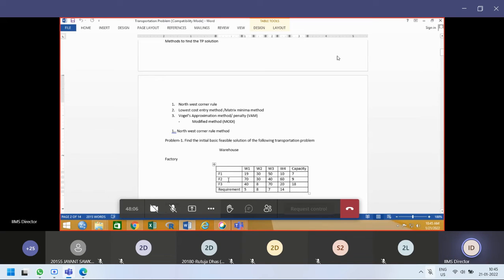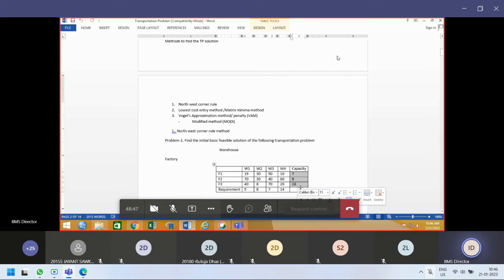Similarly, if I would like to transport the goods from factory 2 to warehouse 1, 70 minutes are required. Similarly, 30 minutes are required for warehouse 3, 40 minutes for warehouse 4, 60 minutes are required, and the capacity of this F2 is how much? 9 tons. Similarly, F3 factory to warehouse 1, 40 minutes, 8 minutes, 70 minutes and 20 minutes are required. But the capacity of F3 factory is 18 tons. So this is the capacity of a factory.